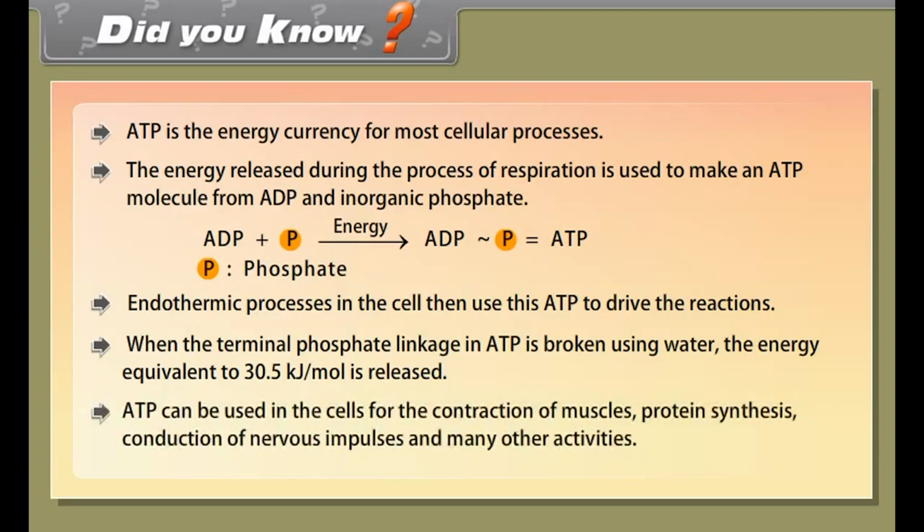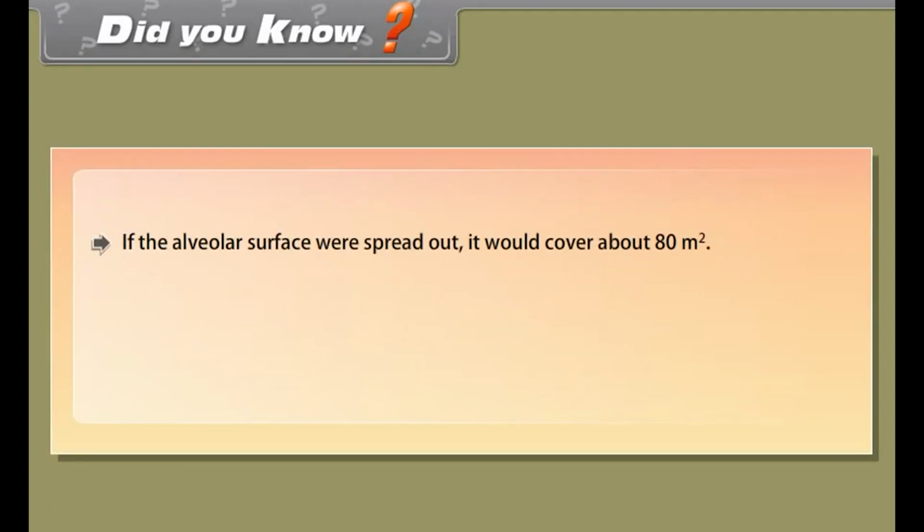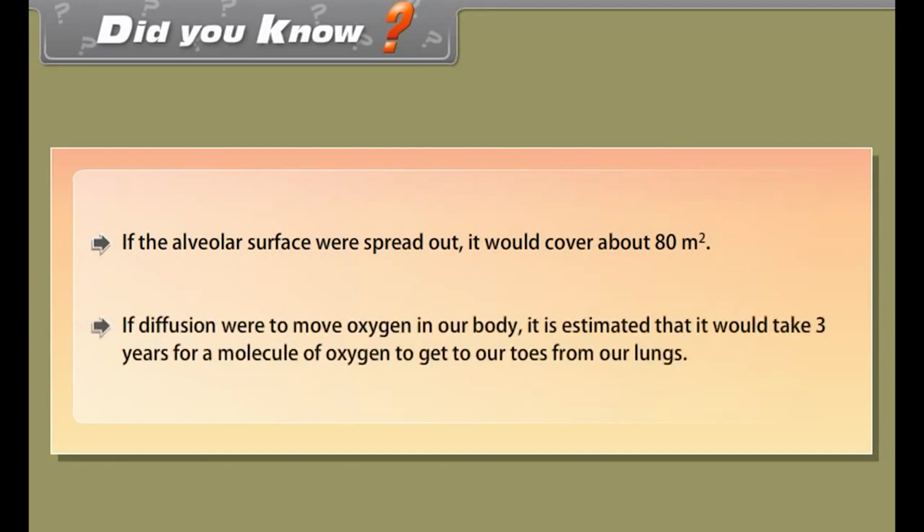ATP can be used in the cells for the contraction of muscles, protein synthesis, conduction of nervous impulses, and many other activities. If the alveolar surface was spread out, it would cover about 80 square meters. If diffusion were to move oxygen in our body, it is estimated that it would take 3 years for a molecule of oxygen to get to our toes from our lungs.